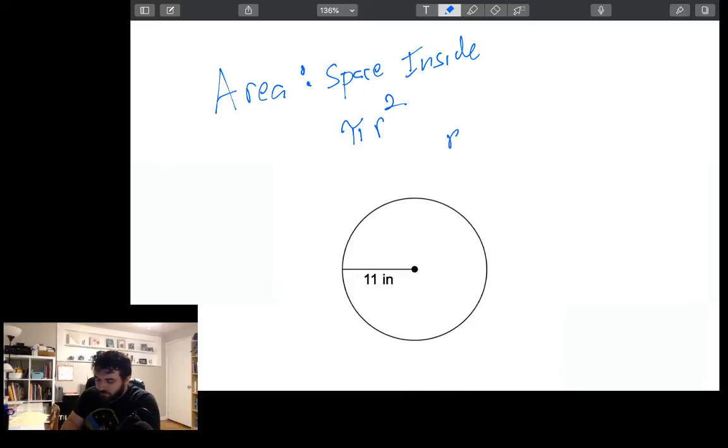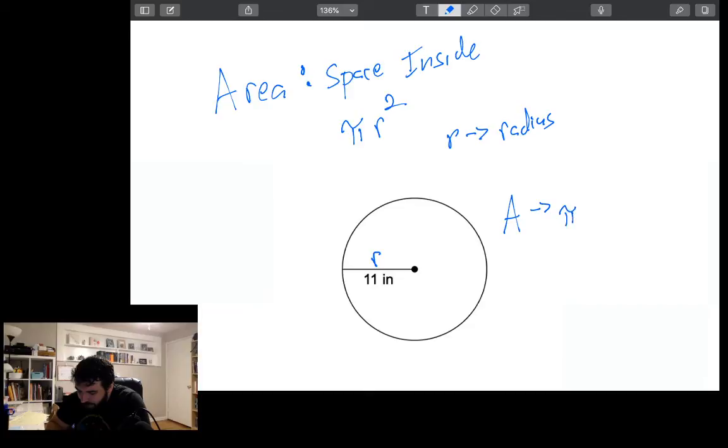R, of course, standing for our radius, which was in our vocab video and on our vocab handout yesterday. And it's just a line segment from the center out to the circle. So in this lovely picture here, this would be our radius. So all we have to do to find the area of this particular circle is use pi times 11 squared.